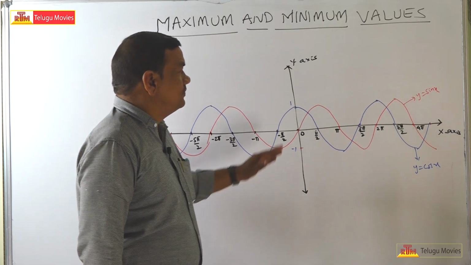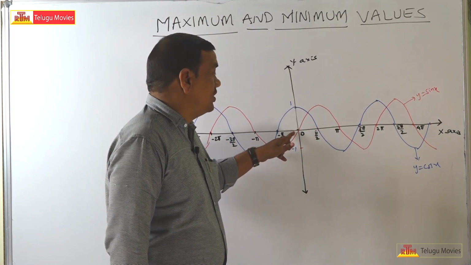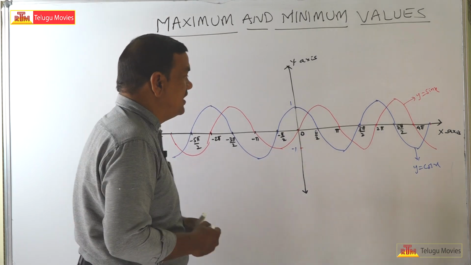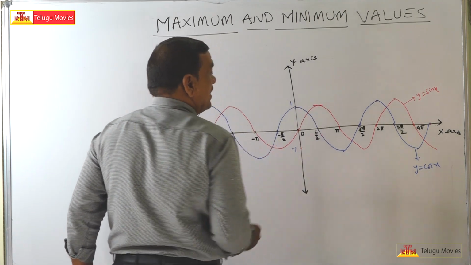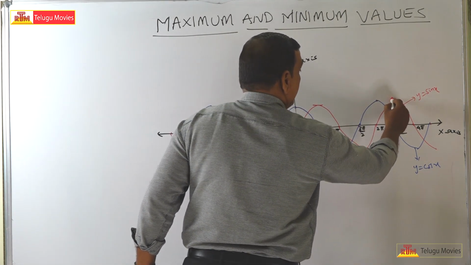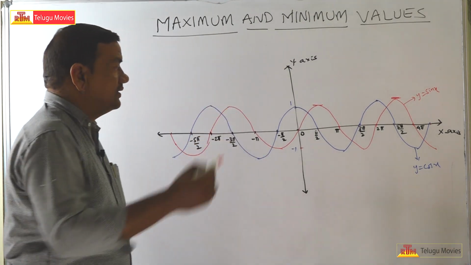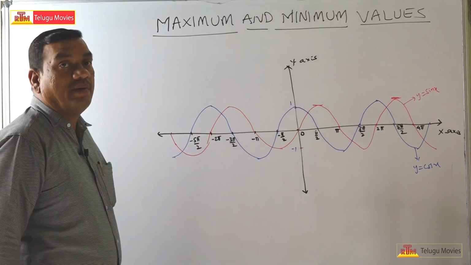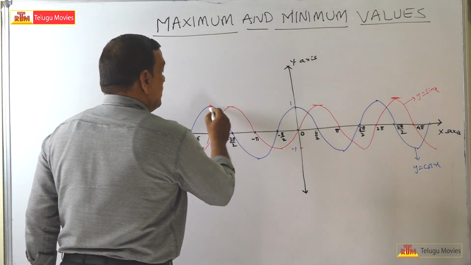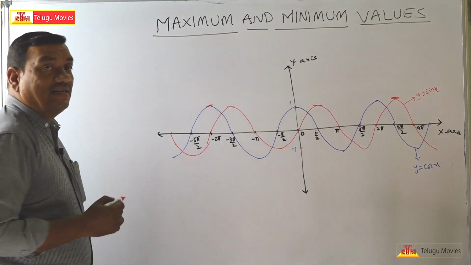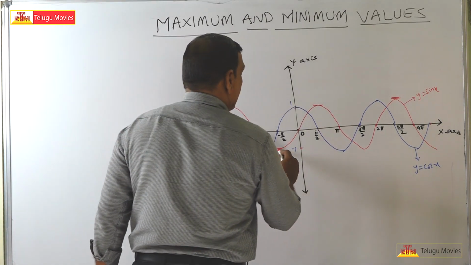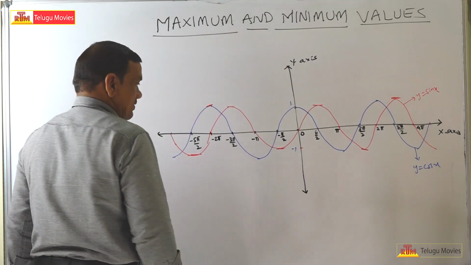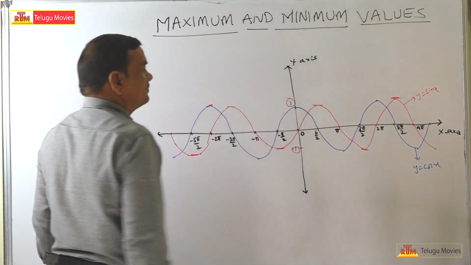If you observe the sin x graph, it passes through the origin and it attains maximum value at pi by 2, 5 pi by 2, next at 9 pi by 2. It attains maximum value 1 and it attains minimum value minus 1. Here, this is minus 1, this is plus 1.